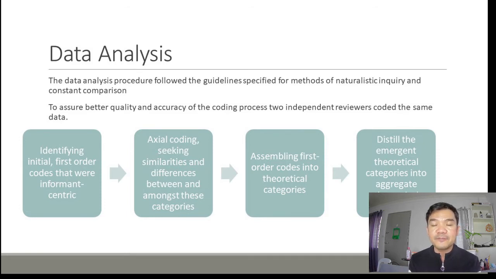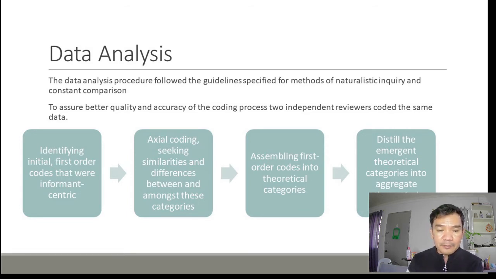Third is assembling first-order codes into theoretical categories. At this point, we are looking at the theoretical perspective that we are using, which is dynamic capability theory and the business intelligence assets as mentioned earlier, and we assemble the first-order codes through actual coding. So they assembled or grouped the different themes according to the theory, and then distilled the emergent theoretical categories into aggregate codes.